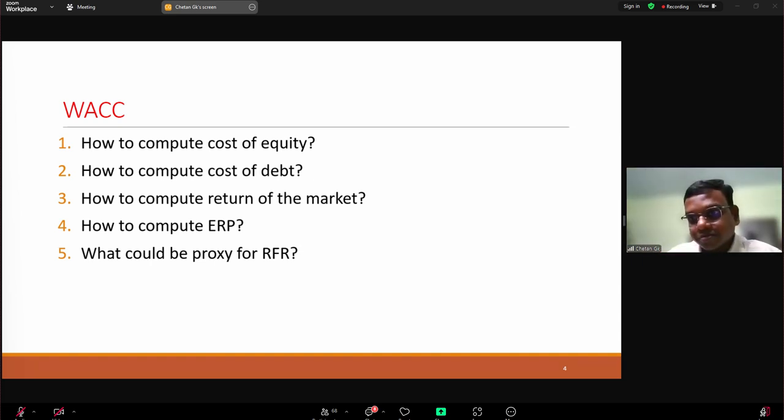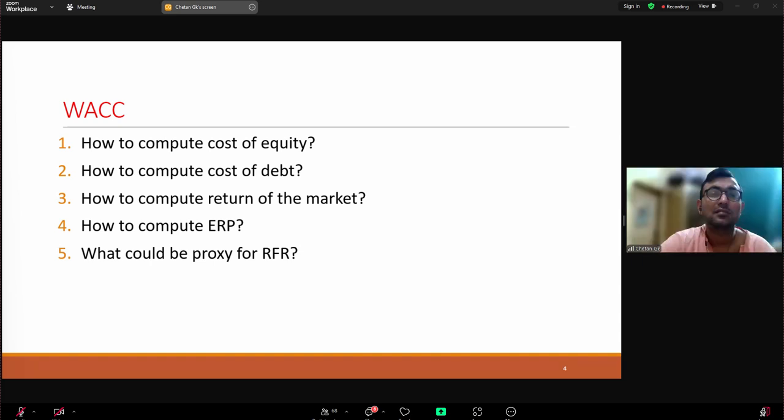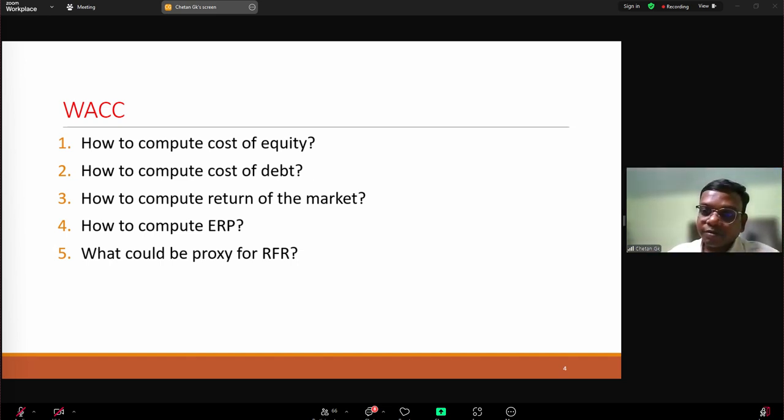From RBI, the government bonds. Normally we take a 10-year government bond yield. Not the coupon rate. It is the yield. Yield is YTM again. Okay. So next.